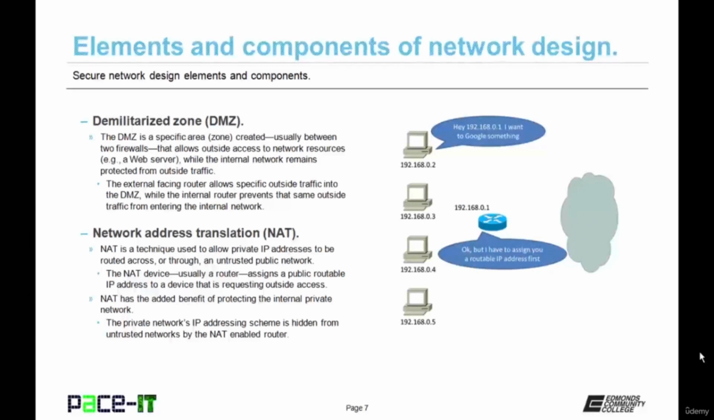Another design element is network address translation, or NAT. NAT is a technique used to allow private IP addresses to be routed across or through an untrusted public network. The NAT device, which is usually a router, assigns a public routable IP address to a device that is requesting outside access. NAT has the added benefit of protecting the internal private network. Why is that? The private network's IP addressing scheme is hidden from untrusted networks by the NAT-enabled router, thus making it harder for a hacker to gain access to internal network resources.